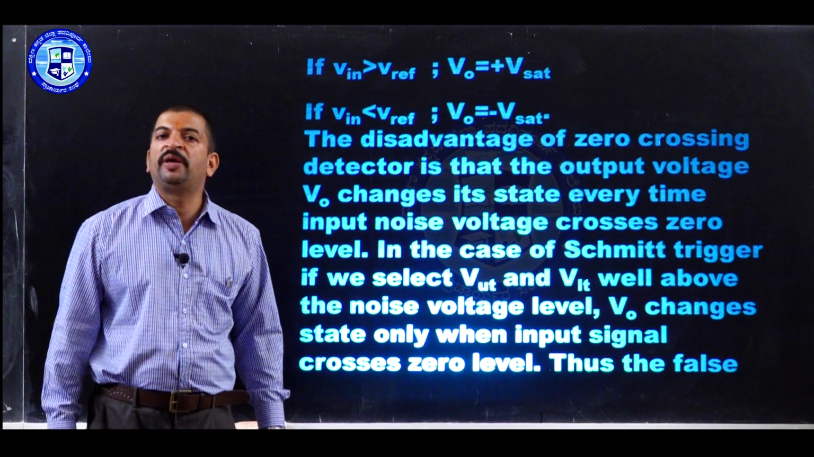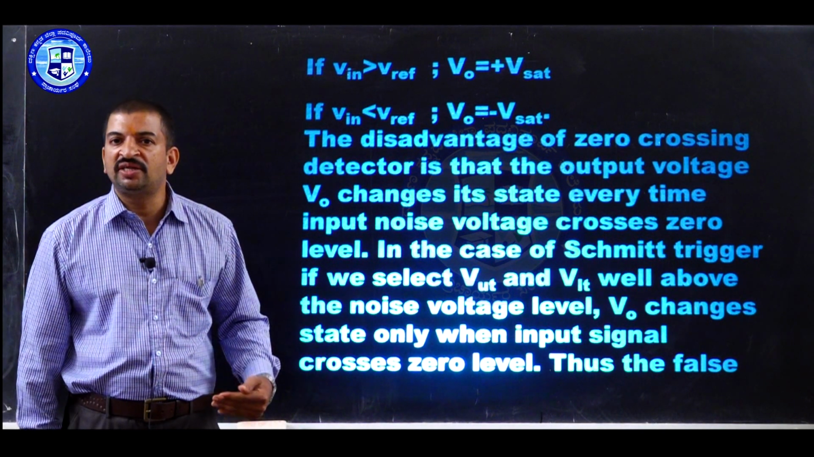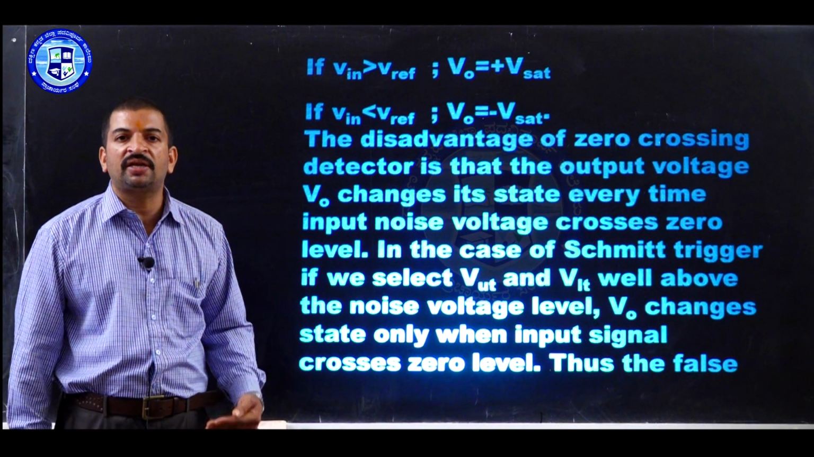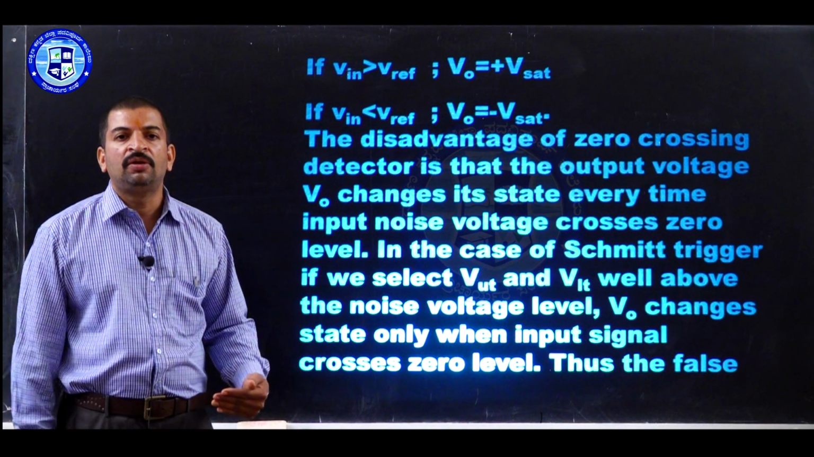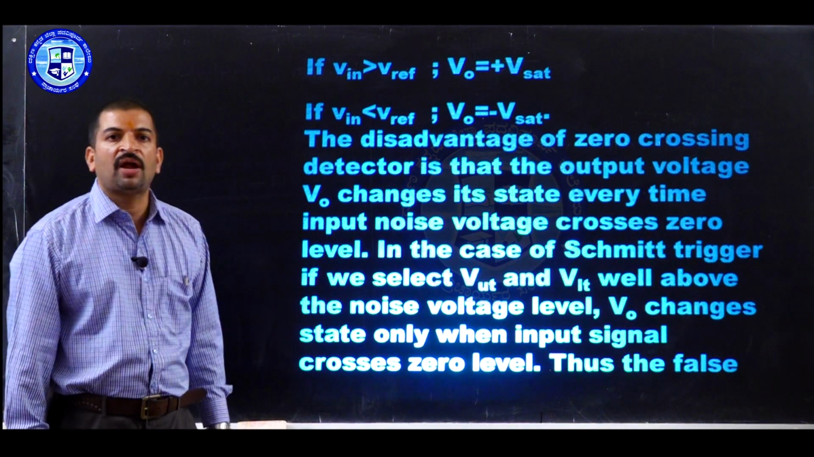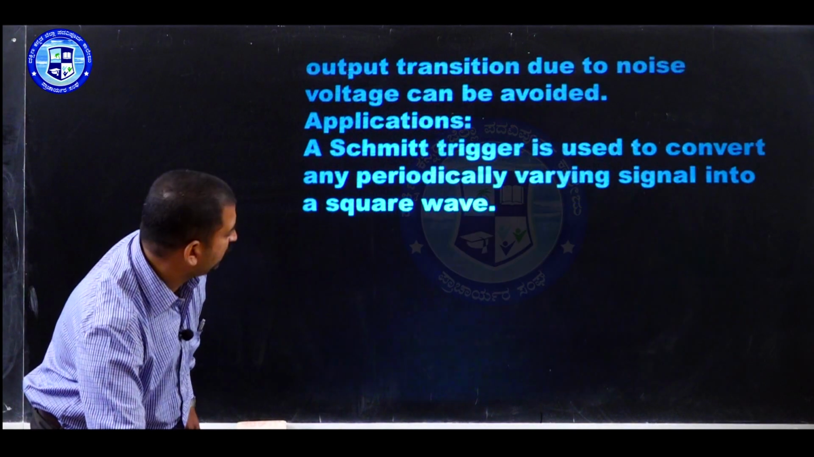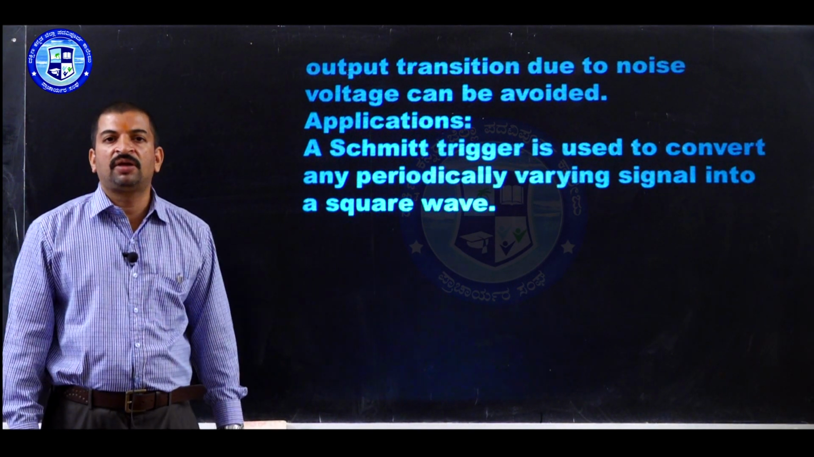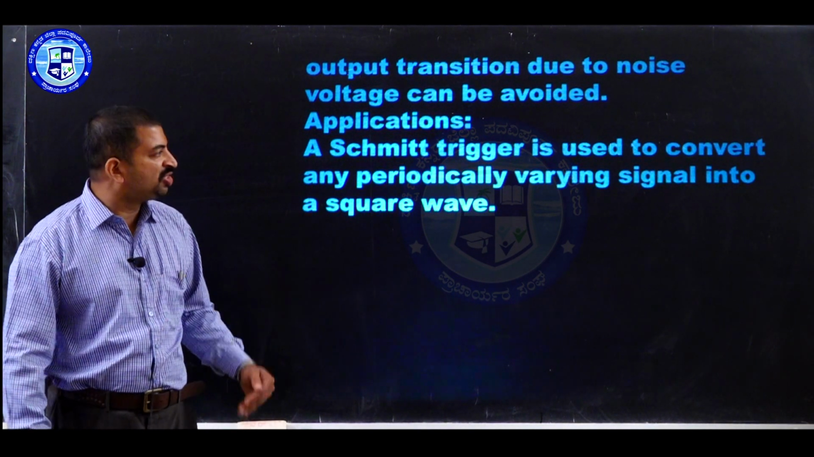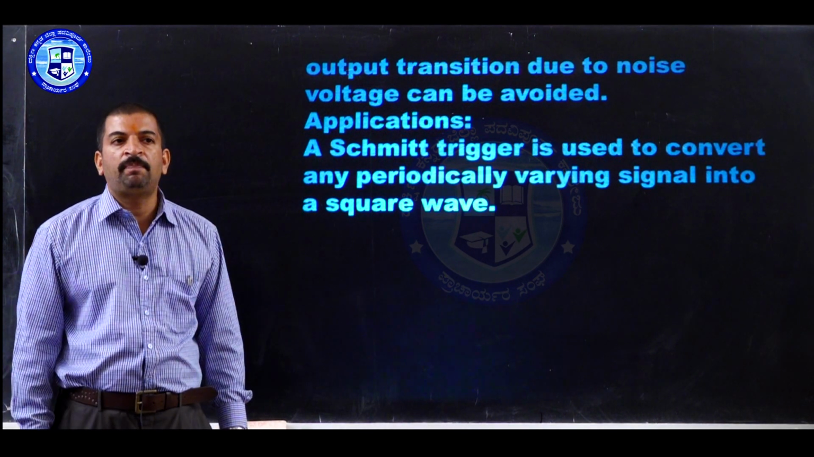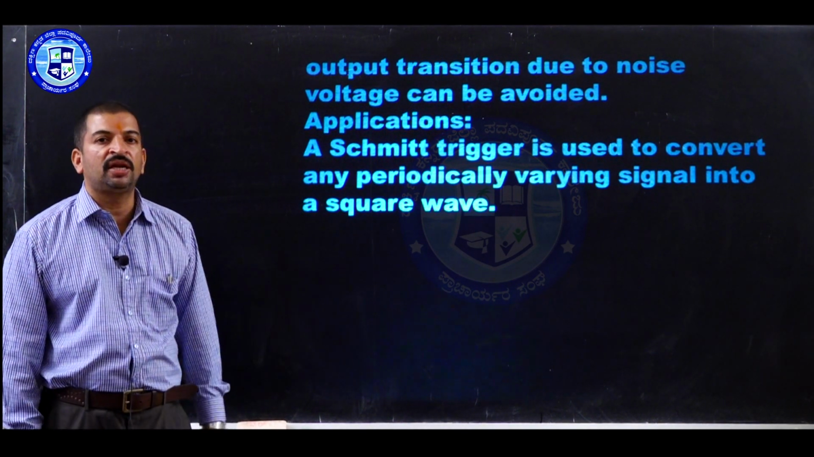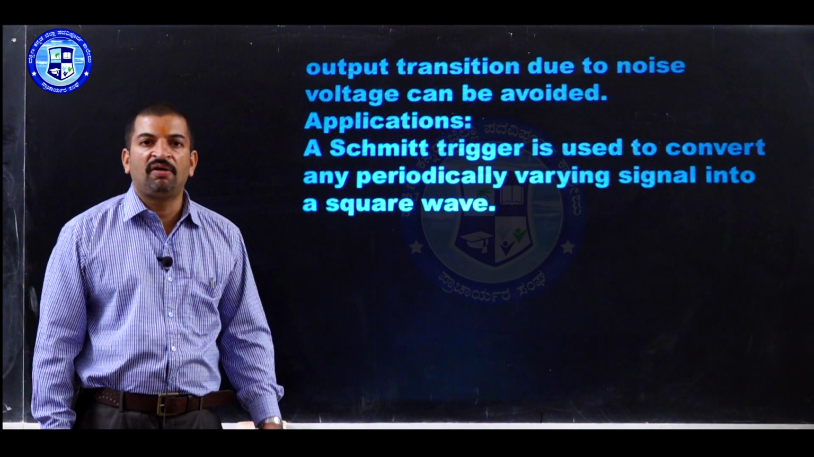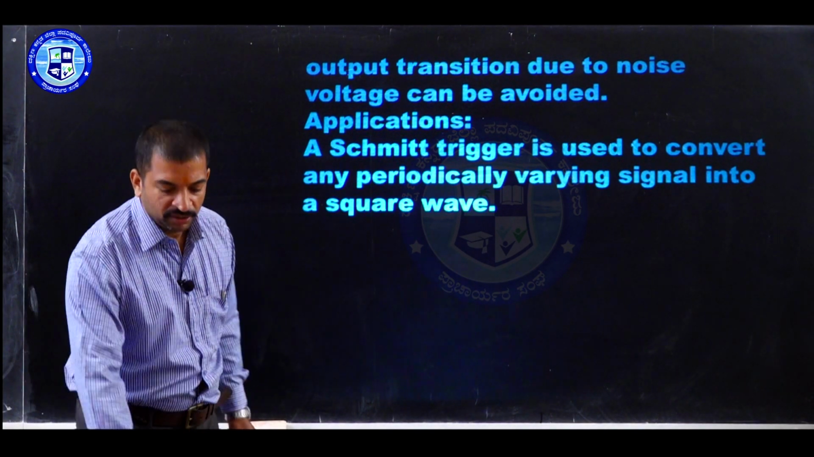So in the case of the Schmitt trigger, the false output transition can be avoided simply by selecting the upper threshold voltage and lower threshold voltage well above the input noise voltage. The main application of the op-amp Schmitt trigger is that it is used to convert any periodically varying signal into a square wave. That's all about the theory of the operational amplifier.